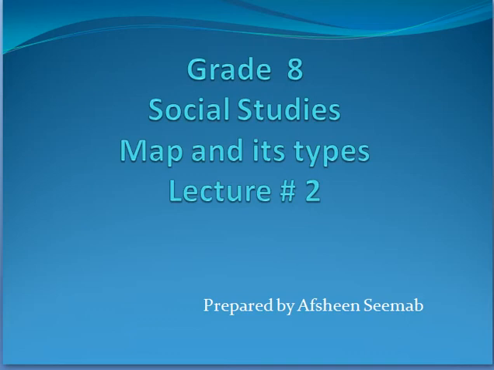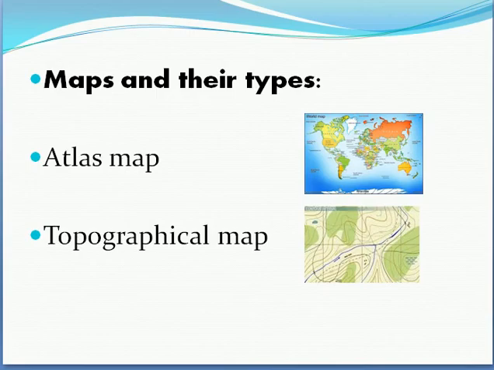The 4 types of maps are atlas map, topographical map, cadastral map and distribution map. But today we have to discuss the atlas map first. Now maps and their types: atlas map and topographical map.